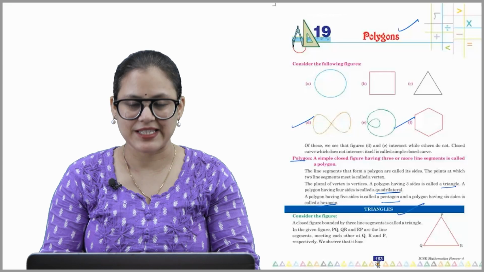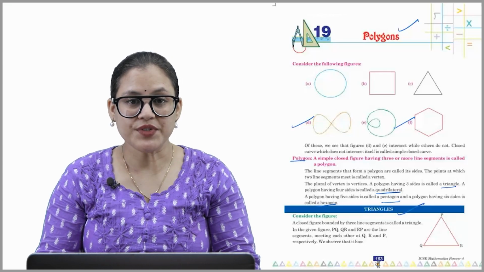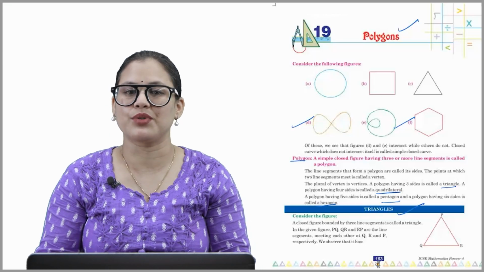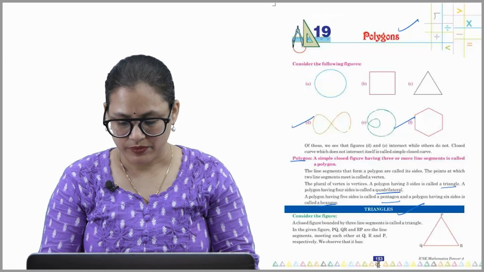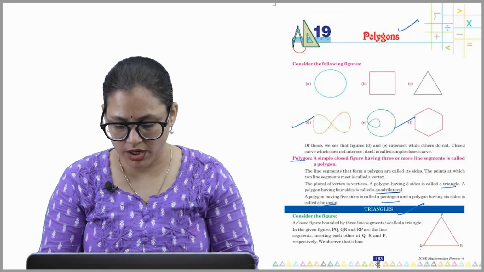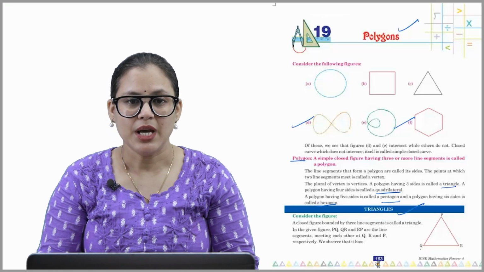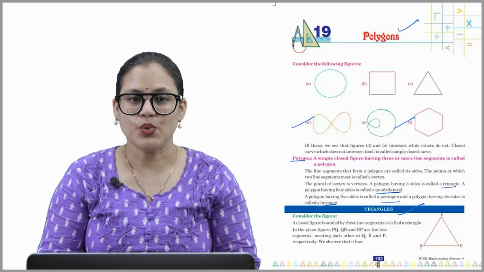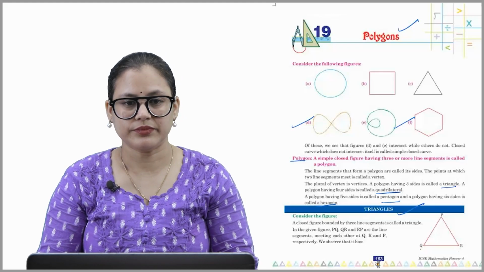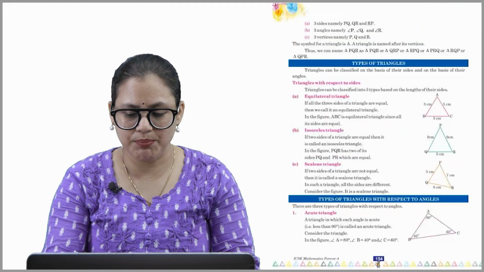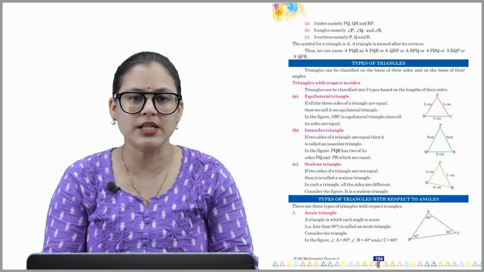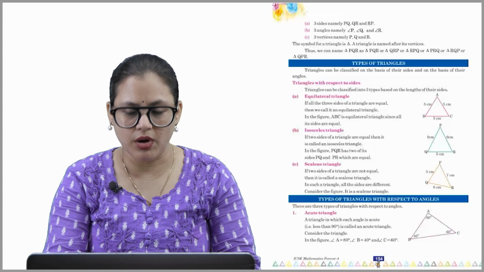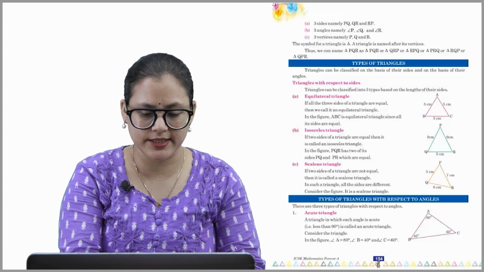Triangles. Consider the figure. A closed figure bounded by 3 line segments is called a triangle. In the given figure, PQ, QR and RP are the line segments meeting each other at Q, R and P respectively. So we observe that it has 3 sides, namely PQ, QR and RP, 3 angles, namely angle P, angle Q, angle R, and 3 vertices, namely P, Q, R. The symbol for a triangle is this.